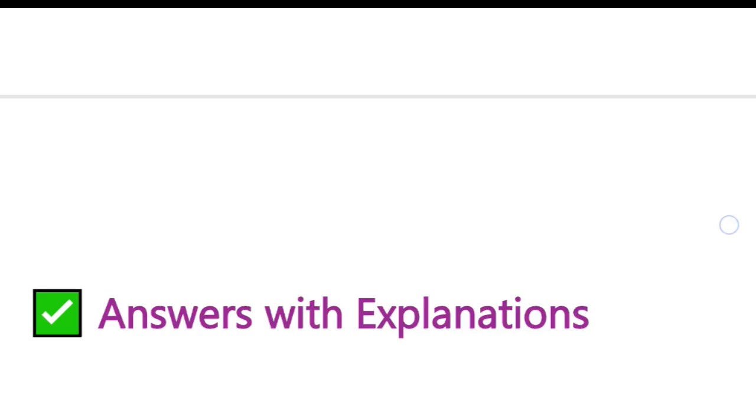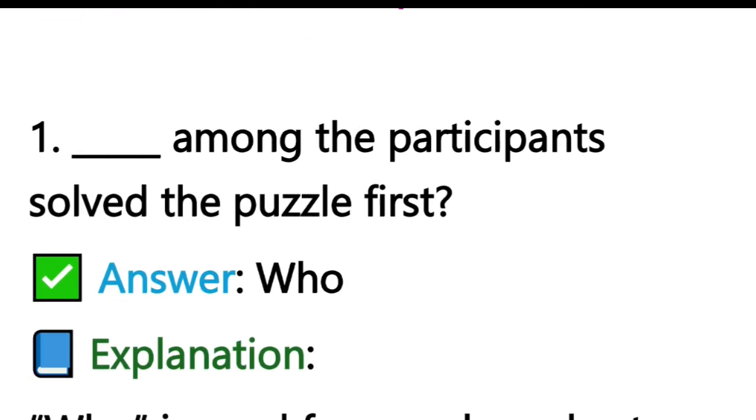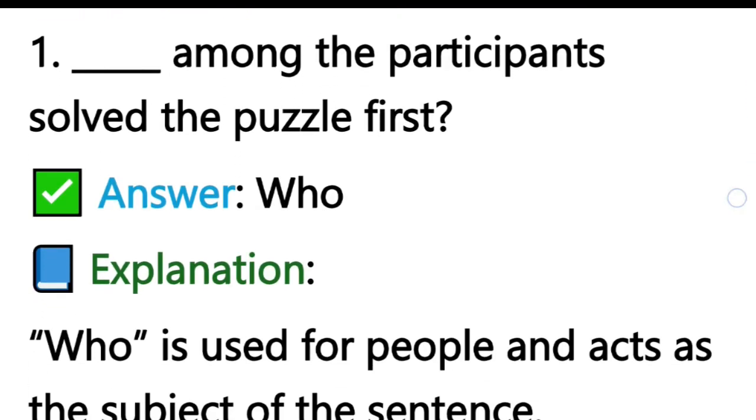So let's start doing that, answers with explanation. Our first question of today's video was, dash among the participants solved the puzzle first. The answer will be who, and it will become, who among the participants solved the puzzle first. We have used who. Why? Because who is coming as the subject. The answer will be the subject, the noun.